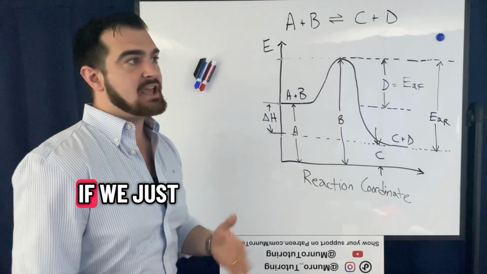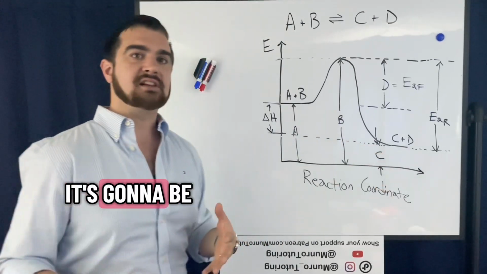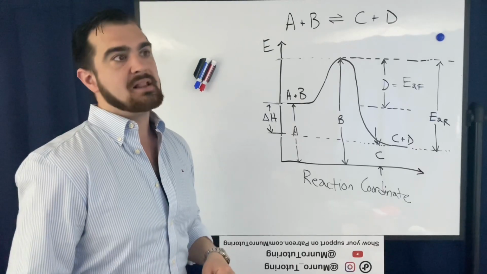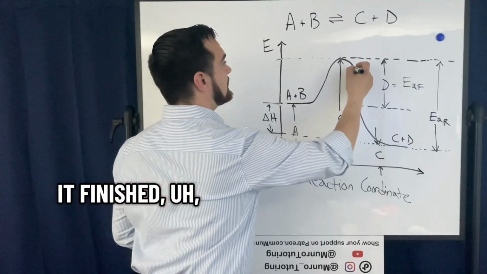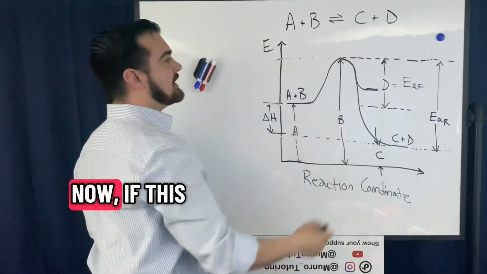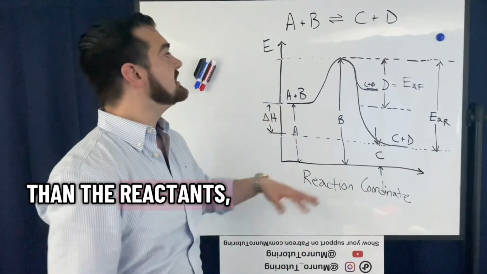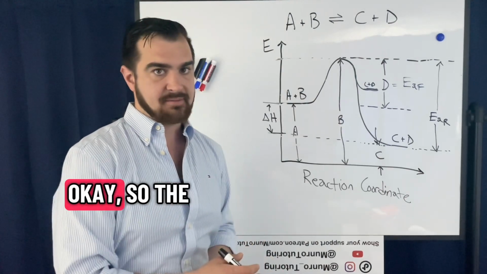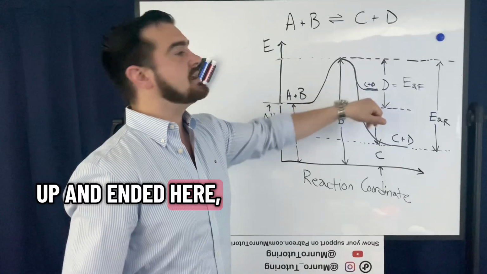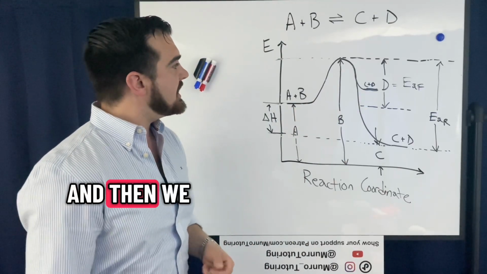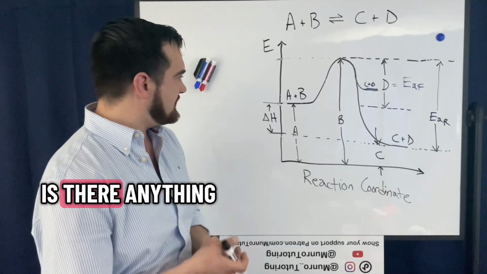And so basically, if we're just looking at the forward reactions, if your starting materials are higher than your products, it's going to be exothermic because you're releasing energy. And if I drew this the other way, where it went up and then, let's just say that it finished over here, right? Now, if this was C and D, now our products are higher energy than the reactants, so that would be an endothermic reaction, okay? So the way I originally drew it was exothermic. If it went up and ended here, that would be endothermic, okay? And then we already talked about the activation energy of the reverse reaction. I think that pretty much does it. Is there anything else that I want to mention about this?